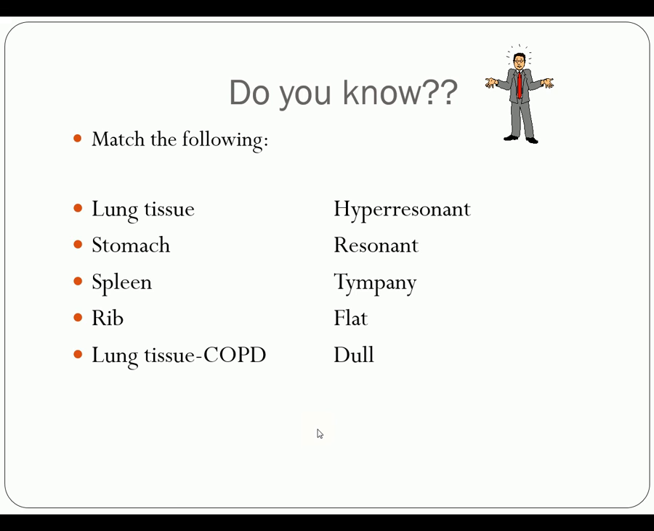It is hard sometimes for people that are starting out to distinguish between the flat and the dull. The lung tissue, if someone has COPD, this would be hyperresonant. It's almost a booming sound. This is also normal to hear over children's lungs. Usually about 8 years and younger, you can hear hyperresonance.